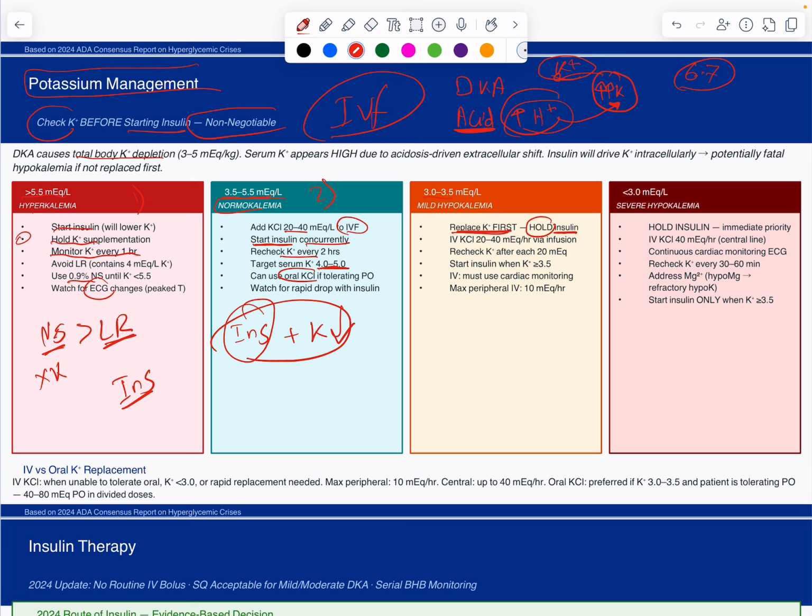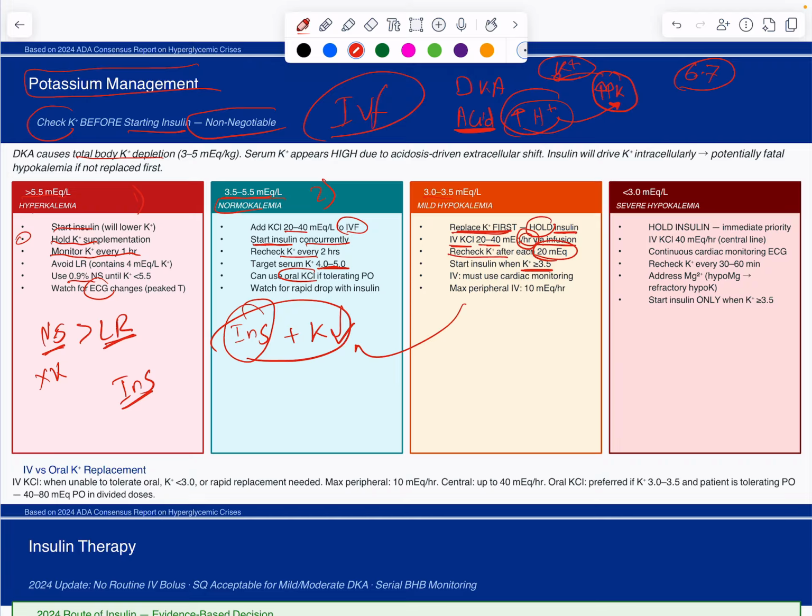To replete the potassium, you can give IV or oral. IV potassium chloride 20 to 40 milliequivalent per hour via infusion. And again, 20 to 40 per hour, we don't bolus the potassium. And we'll keep checking the potassium after each 20 milliequivalent. And when to start the insulin, again, here, when it becomes in this range, 3.5 to 5. So when the potassium is above 3.5, you will start the insulin.